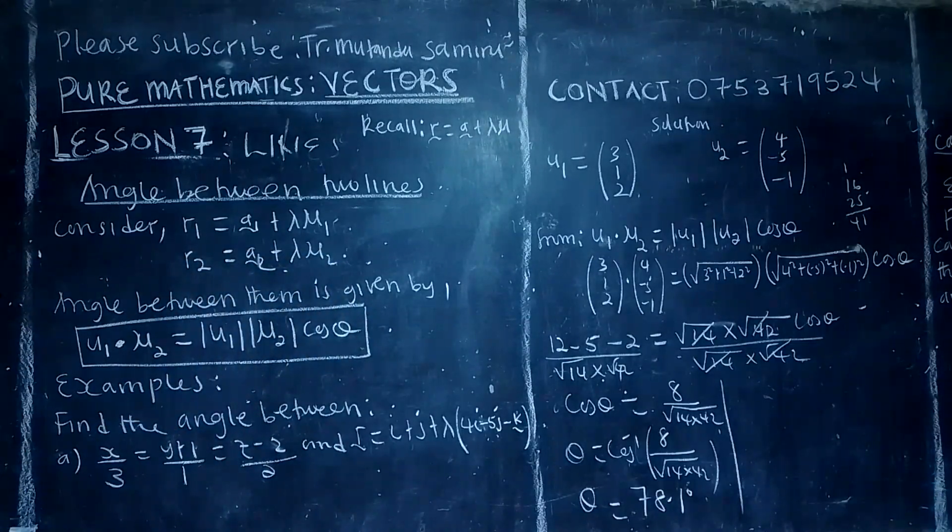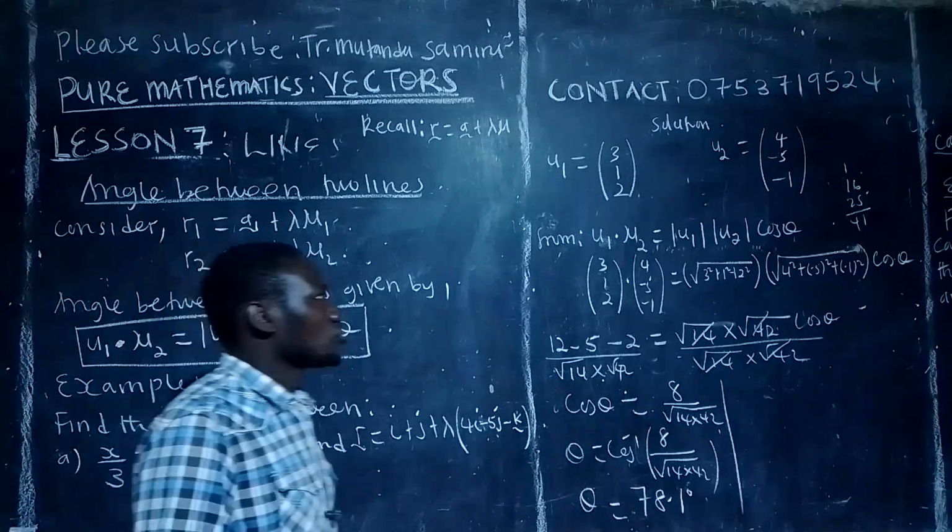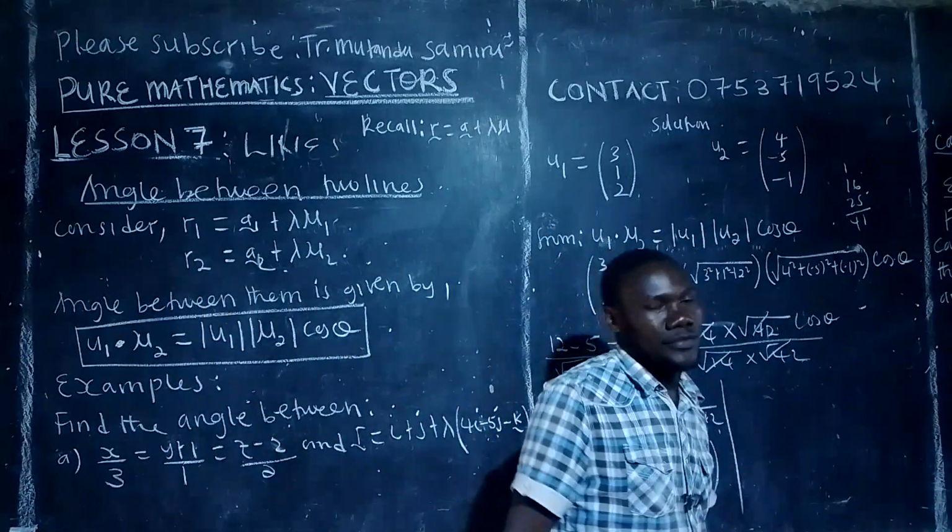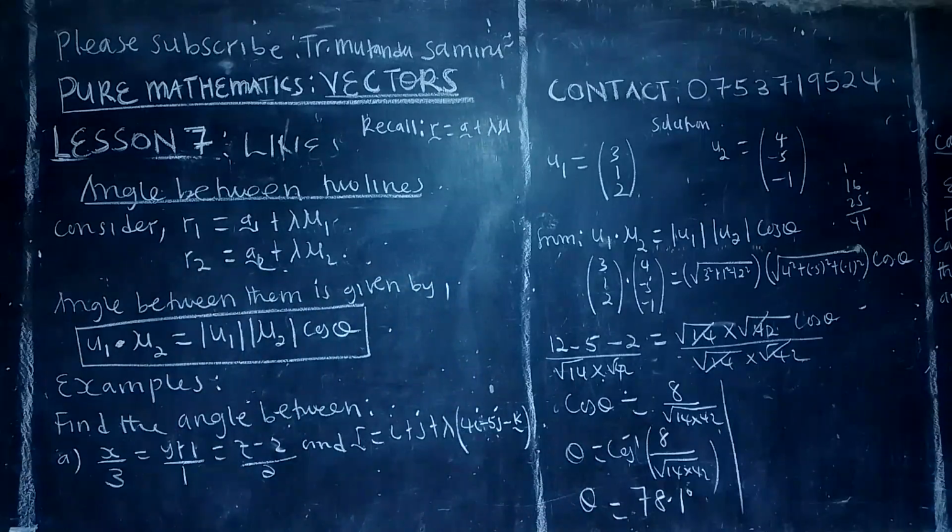I will only do one example there because they all mean the same. What you need to get is the mu, and mu comes from the denominators.